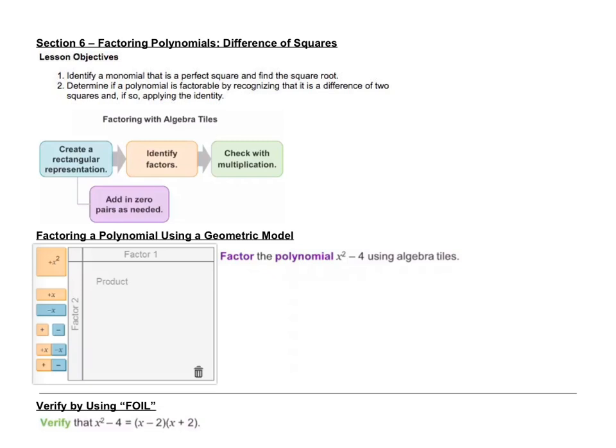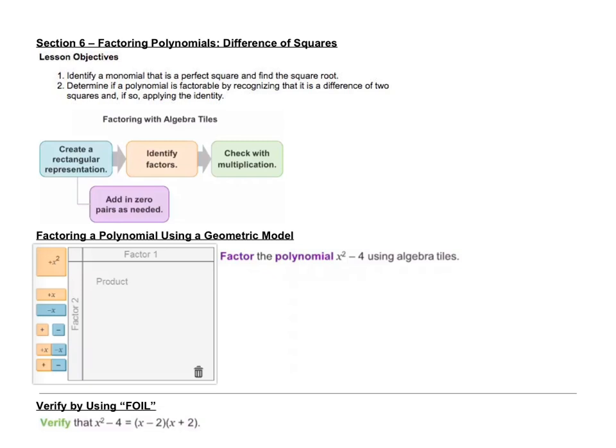And this is a very important section about factoring polynomials, specifically talking about the difference of squares. Okay, so our objectives today: we want to identify a monomial that is a perfect square and find its square root. We want to determine if a polynomial is factorable by recognizing that it is a difference of two squares, and if so, applying the identity.